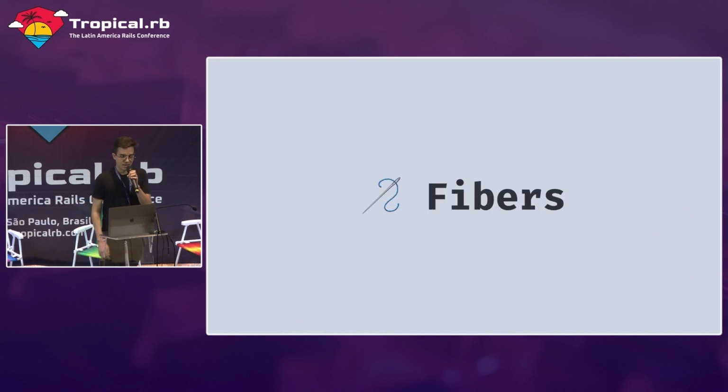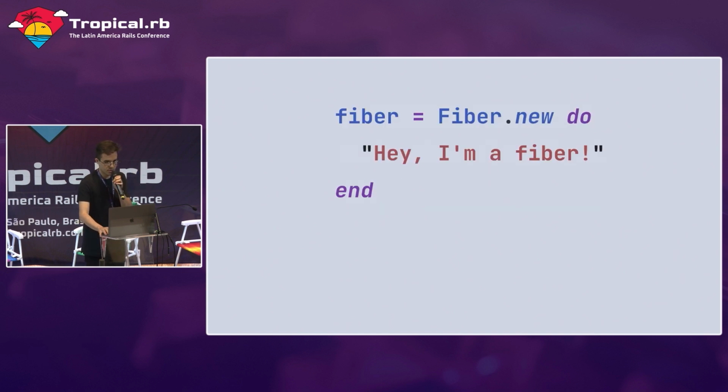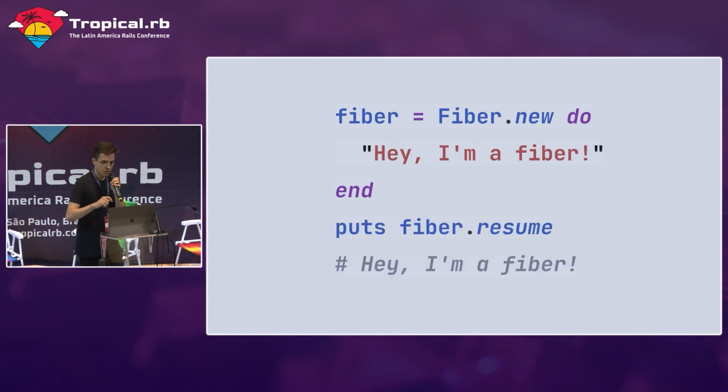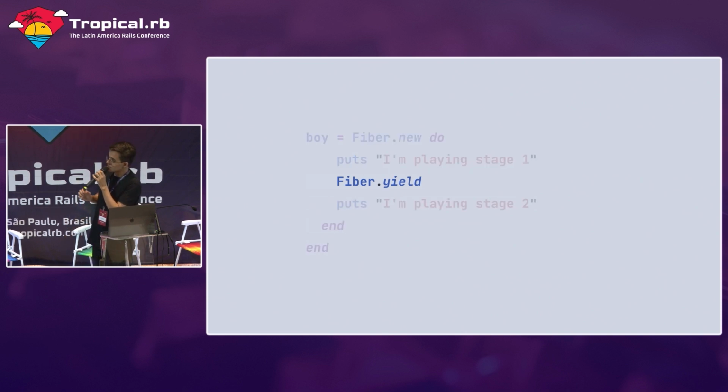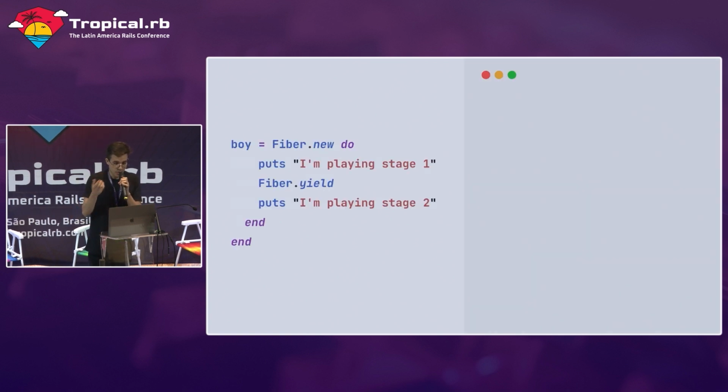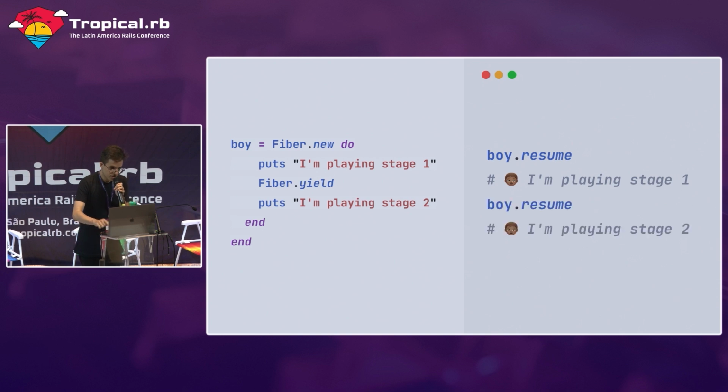Starting with fibers. Fibers are kind of like methods, but you create one with Fiber.new and a block. And to call it, you call resume instead. The special thing that they have is this thing called Fiber.yield. And what it does is, think about it like a soft return. The next time you call this fiber, instead of starting at the beginning, it will start where we left off the last time. So in this case, if we call resume once, we get "I'm playing stage 1." And if we call it again, we get "I'm playing stage 2." So it's kind of like a checkpoint.